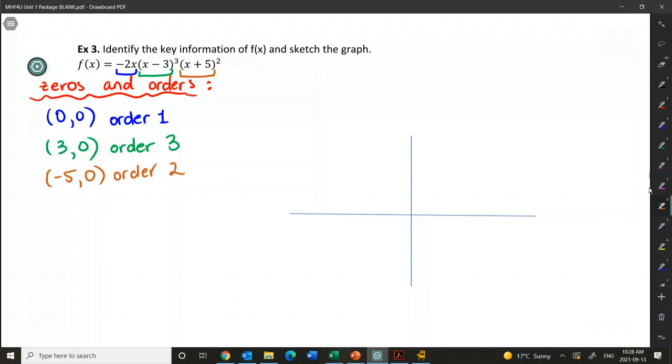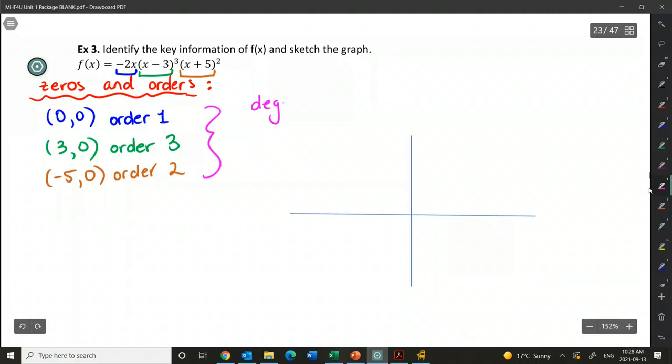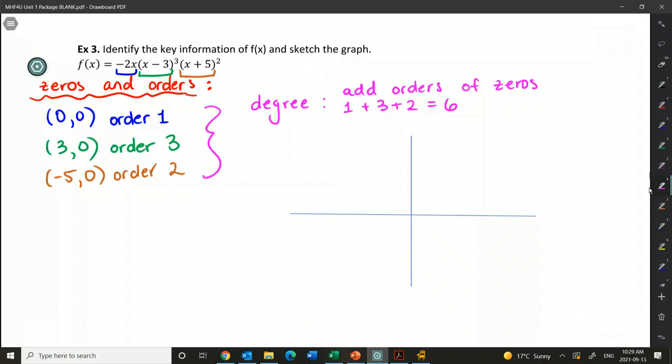Okay, if I'm in fully factored form and I found all the zeros and I look at their orders, that's going to help me decide on degree here. So if I want to find degree by not having to expand, sorry, Keaton, question? The degree will be 6, yes. So if I add the orders of zeros in fully factored form, I should get the degree. So 1 plus 3 plus 2 will give me a degree of 6. Okay, that's the quick way to do this if you're already in fully factored form.